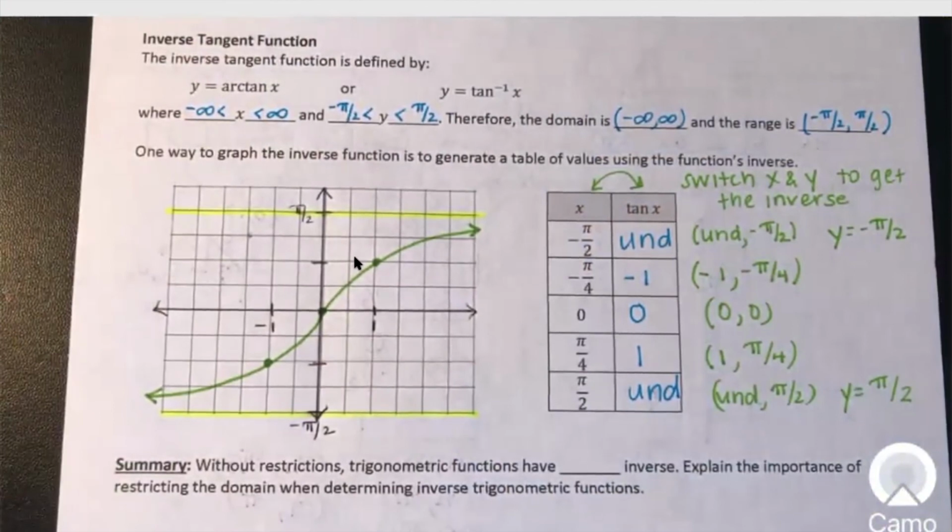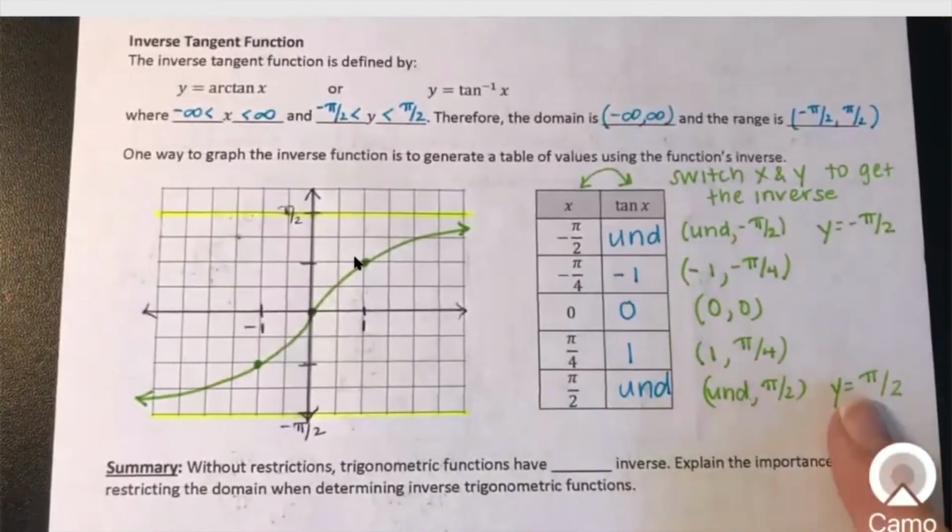Tomorrow we will look at evaluating using the knowledge that we have of our domain and range. We'll actually begin to evaluate the inverse trig functions.